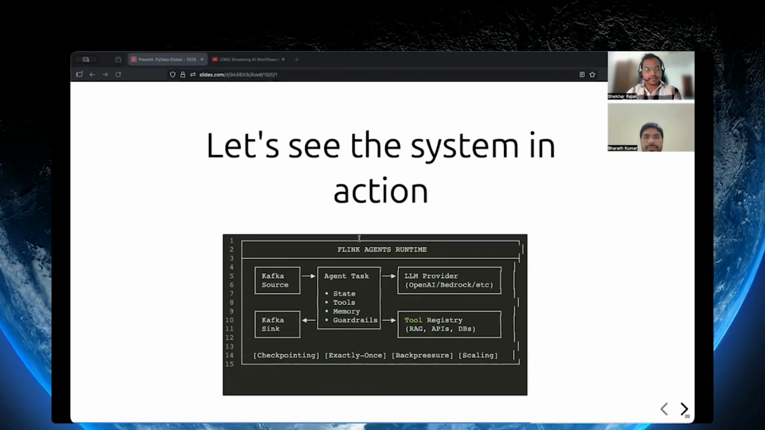So yeah, this comes up with another interesting feature, which is exactly-once action consistency. That means if an agent calls a tool that sends an email or alert event, and the job fails, we do not want those events to be sent again after the recovery. So this makes sure that there is exactly one action.